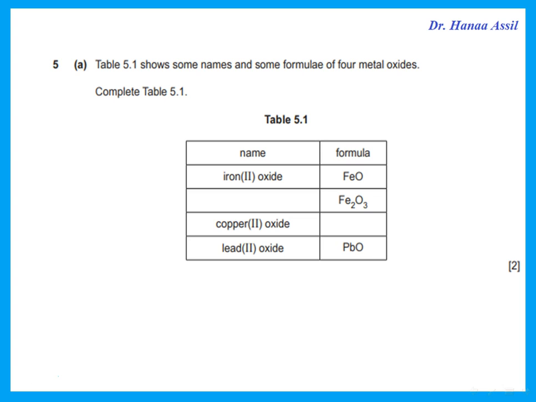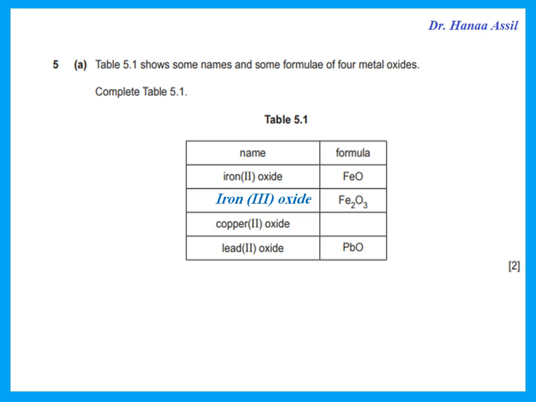Table 5.1 shows some names and some formulas of 4 metal oxides. So what is the name of Fe2O3? Fe2O3, of course, is iron oxide, but it's iron what? What is the valency of iron? Remember, the valency of iron is whatever is under the oxygen. So the valency of iron is actually 3. So this is called iron(III) oxide.